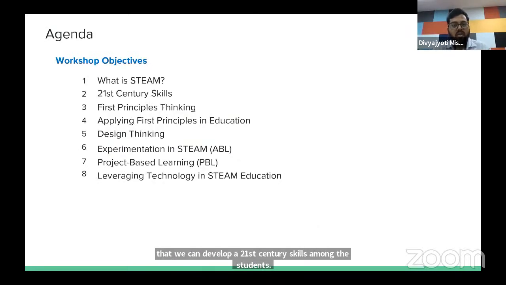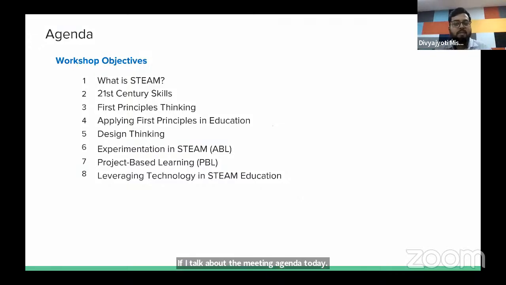If I talk about the meeting agenda, in this workshop we'll be covering a little bit of description about STEAM, what the different 21st century skills are, how we can develop those skills among the students, what first principle thinking is, and how we can apply it in the education process. The next topic is the design thinking process, through which we'll discuss how to apply it in experimentation or project development. And the last will be leveraging technology in the education domain.